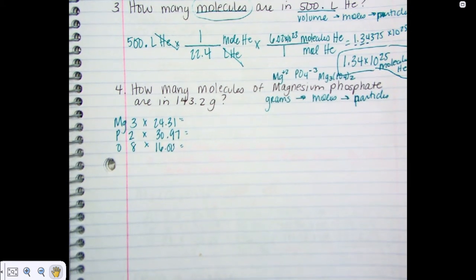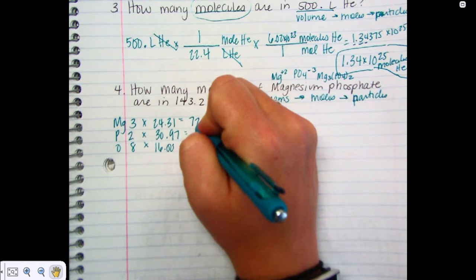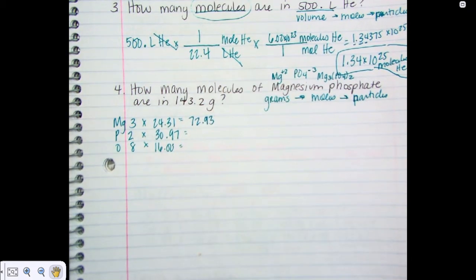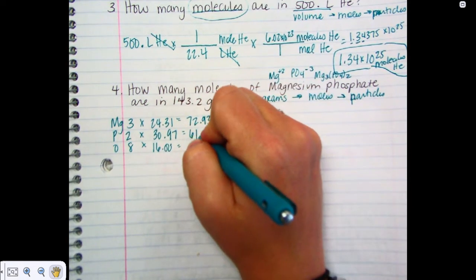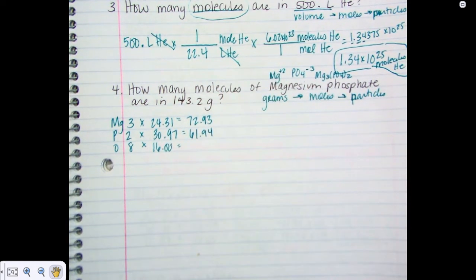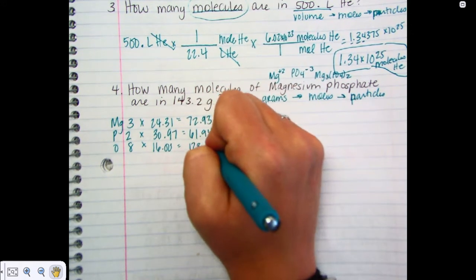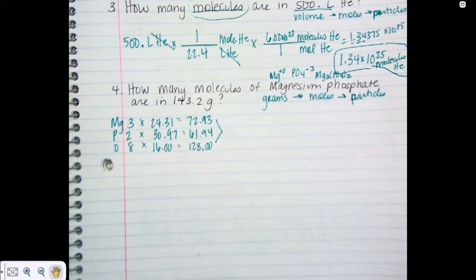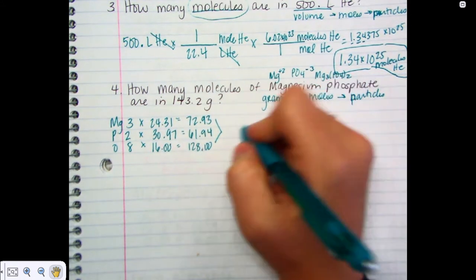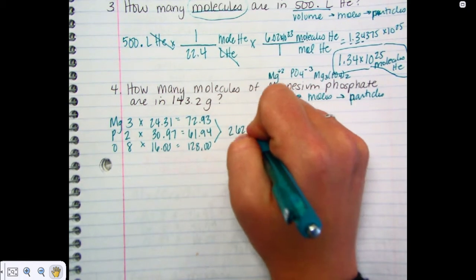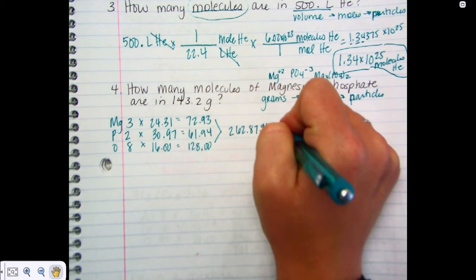So 3 times 24.31, 72.93. 2 times 30.97, 61.94, and 16.00 times 8, 128.00. And we're going to add all those up. 262.87 grams per mole. All right, now we're ready to go.